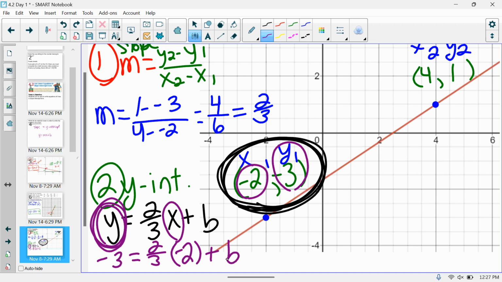Now, I want you to stop and put your pencils down for a minute, okay? If I wanted to use this point instead, I could. I would put 1 right here, and I would put 4 right here. I know that seems weird that it doesn't matter which point we pick, but you will actually get the same answer no matter which one you pick, okay?